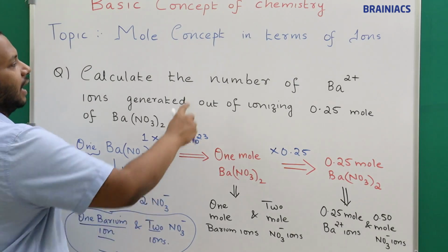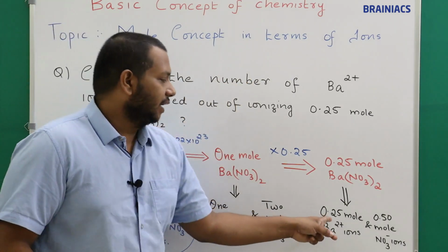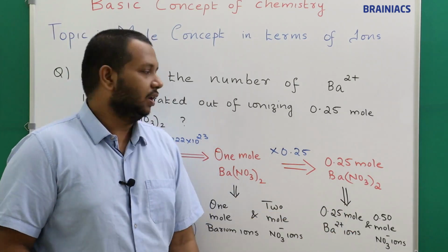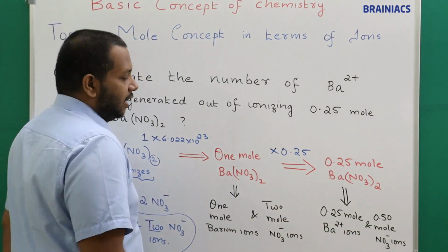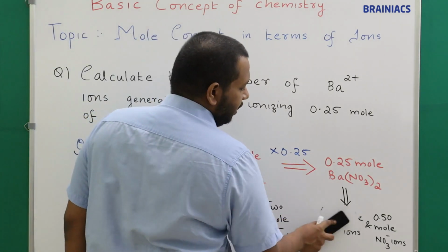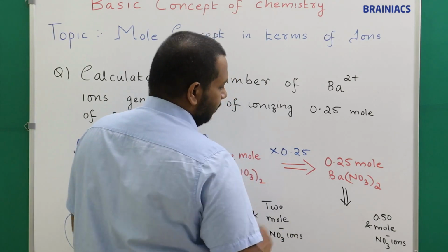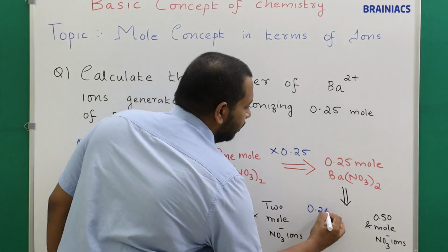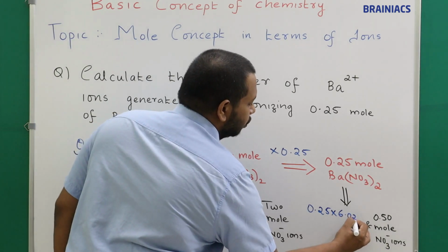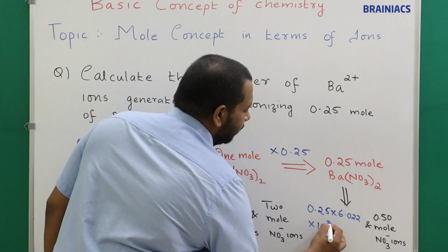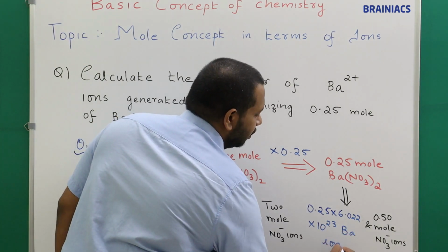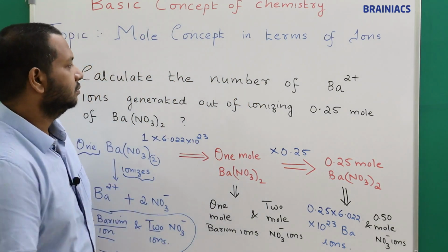So what is my answer? They are asking to calculate the number. So can I write it as 0.25 mole? No, it will not be correct because it is in mole actually. So what will be my answer? I should write this as: 0.25 mole will be equal to 0.25 into 6.022 into 10 power 23 barium ions. So this is my answer.